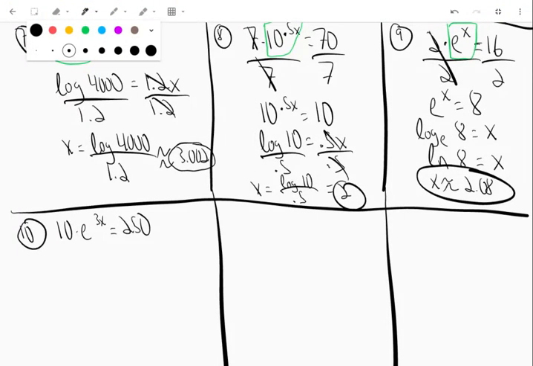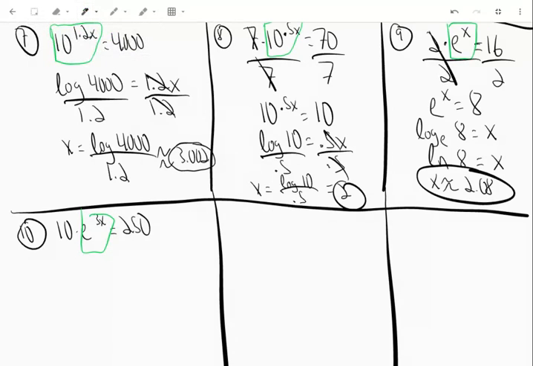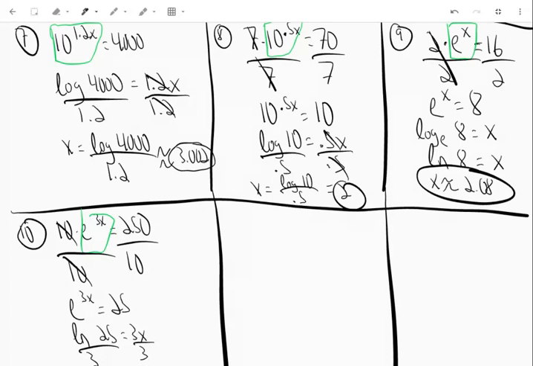I'm going to start off by dividing both sides by 10. So e to the power of 3x equals 250 divided by 10, which is 25. And then this is going to be log base e, so ln, log base e of 25 equals 3x. So then I have to divide both sides by 3 again. So let me write this up here. I'm going to get x equals log base e of 25 divided by 3.